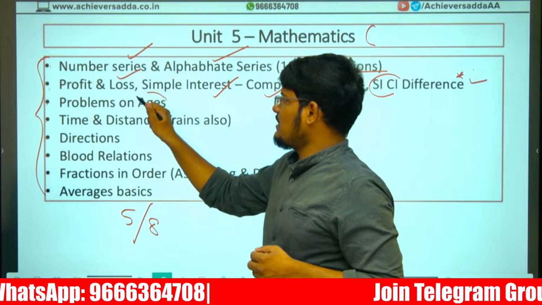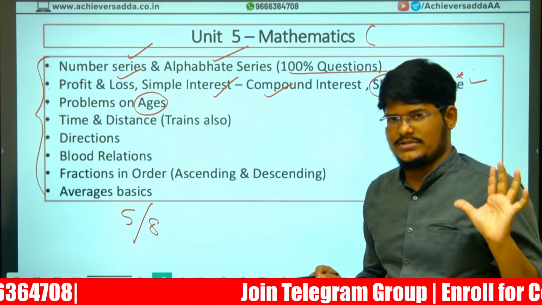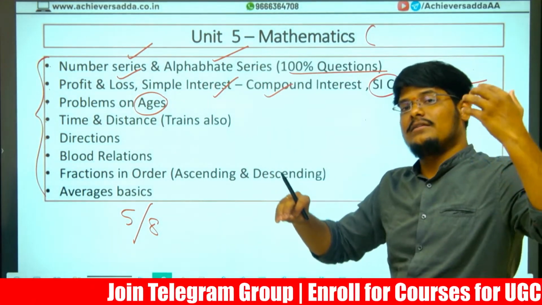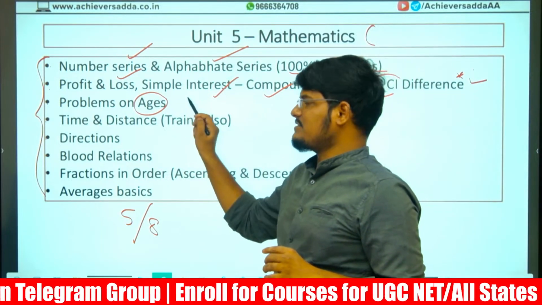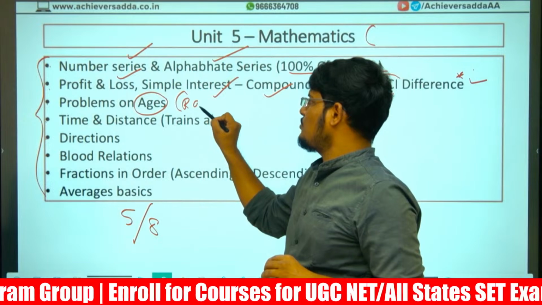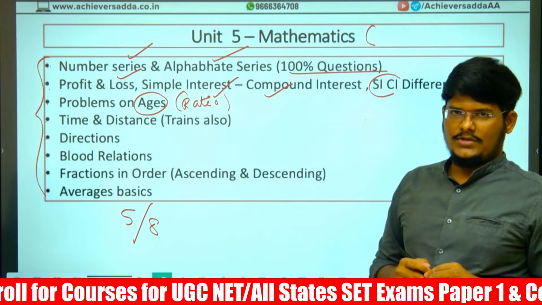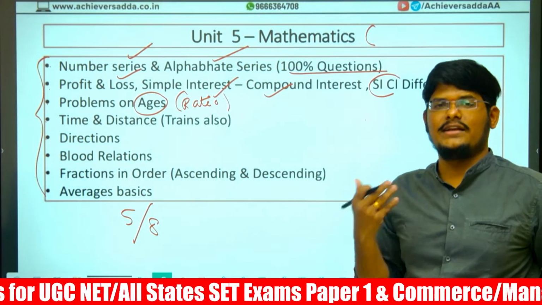Next, problems on ages. Very few age-related questions, least possibility. If none of the other topics come, the last chance will be age. And that too, they will ask only in the age ratio context. For example, after 10 years the ratio will be 3/14, then what is the current age of the son and father?